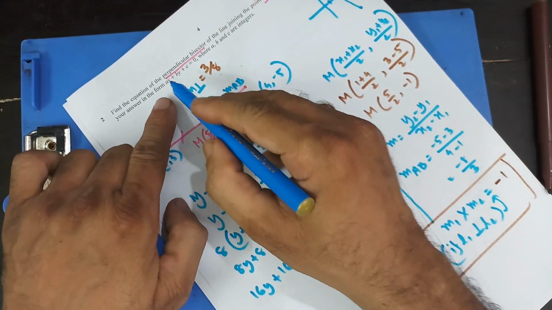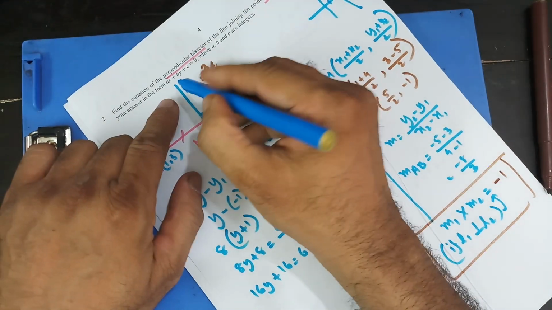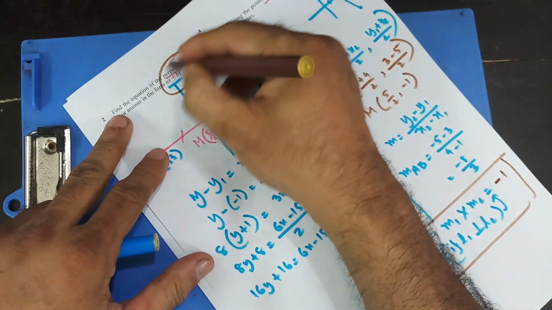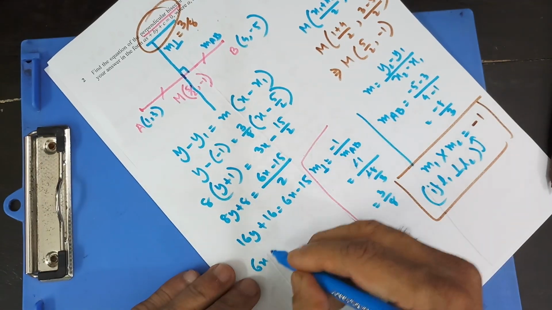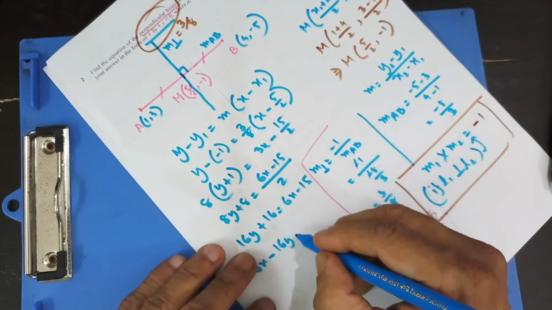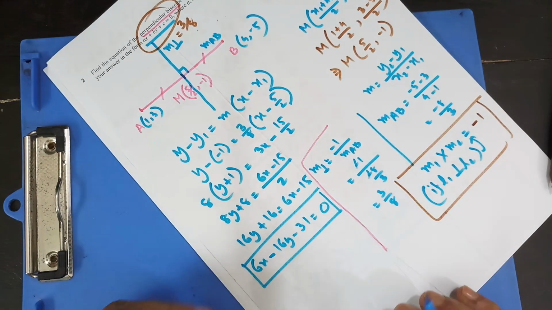Now watch this. I have to put this equation in this format, ax plus by plus c. That's very important. We have to put it in that format. So 6x, bring this one to that side, minus 16y, then minus 15 and minus 16, that's minus 31 equal to 0. So that's my equation done.